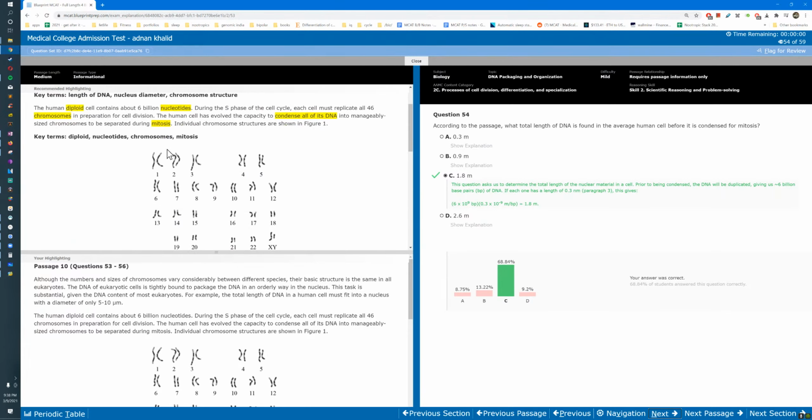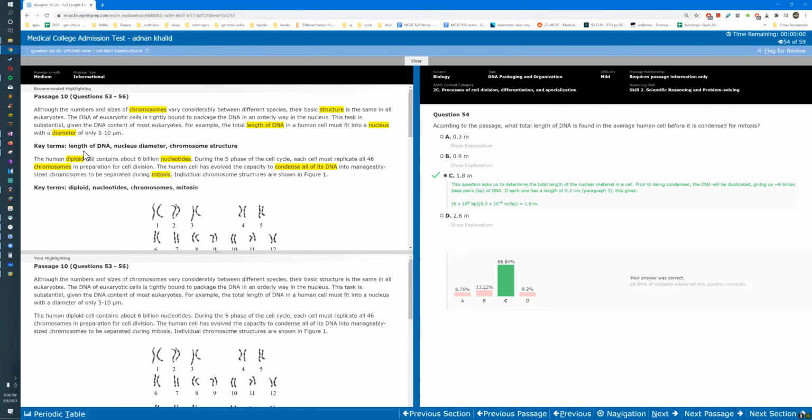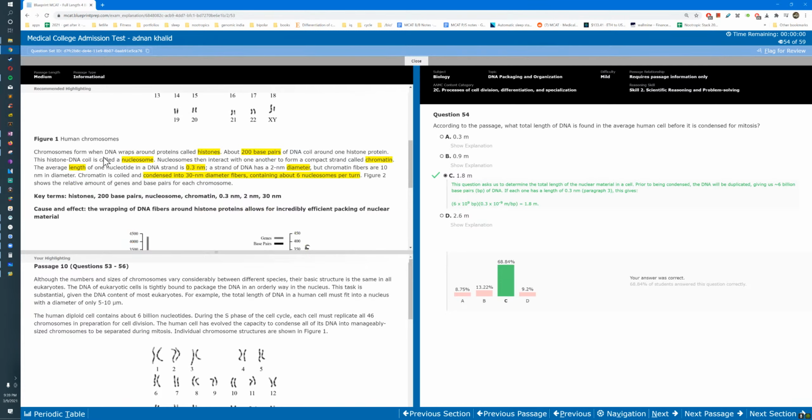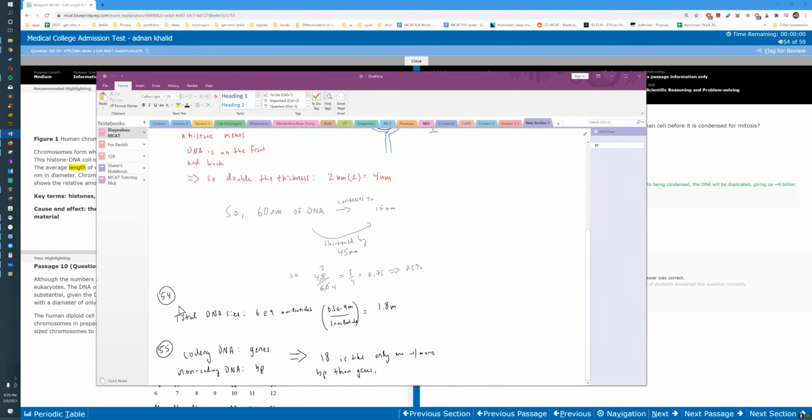Okay, this one, total length of DNA. We know here 6 billion nucleotides. We know a nucleotide is 0.3 nanometers. So total DNA size, 6 billion nucleotides, one nucleotide 0.3 nanometers, which is 0.3 times 10 to the negative 9 meters. Just multiply that, and you get 1.8 meters. There you go. Bam.